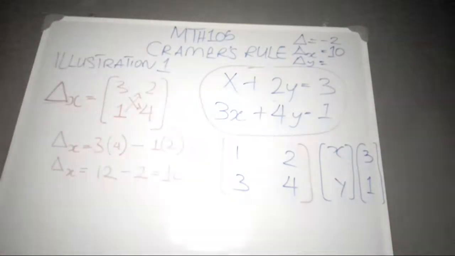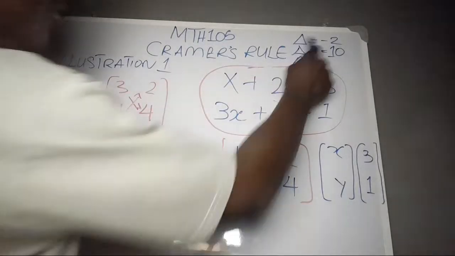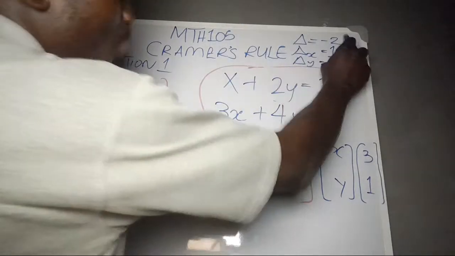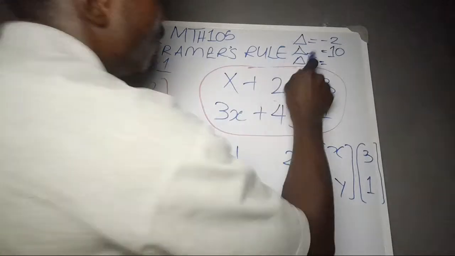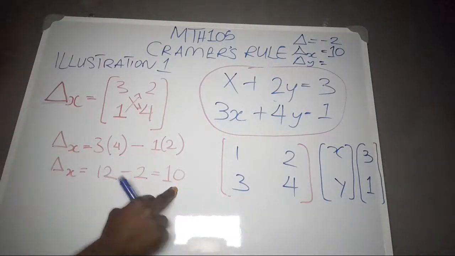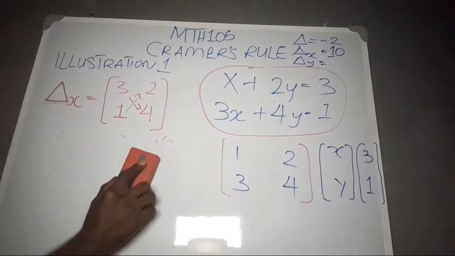So now we've done for the determinant of the initial matrix, we got -2. Then for determinant for x, we have 10, which is this. So we are going to solve for y.